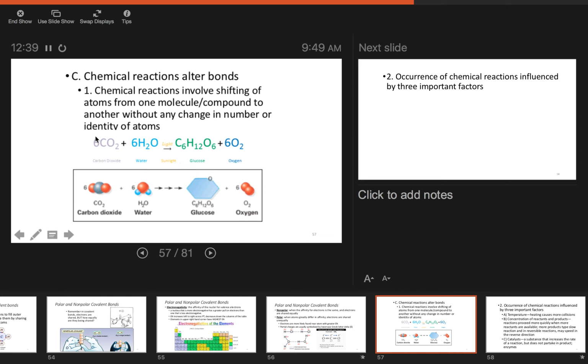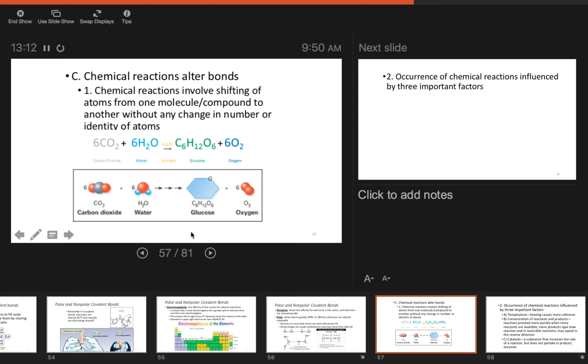Okay, but if I were to count up, I would have 6 carbons on this side and 6 carbons on this side. I'll have 18 oxygen atoms on this side. 6 times 2 is 12 plus 6 when I distribute. It's not FOILing, it's distributing. That equals 18. Over here I have 6 times 2 is 12, plus 6 is 18. And then I should have 12 hydrogens. 6 times 2 is 12. And then over here, boom, 12 hydrogens.